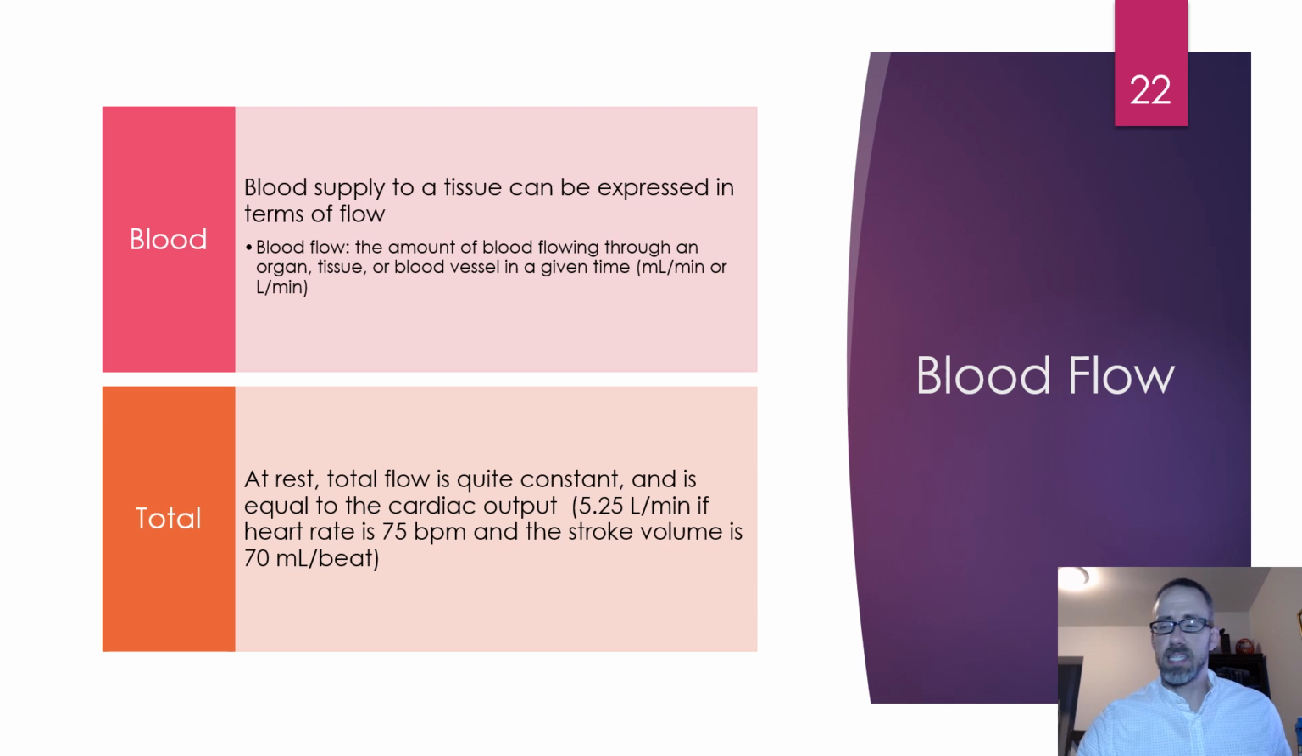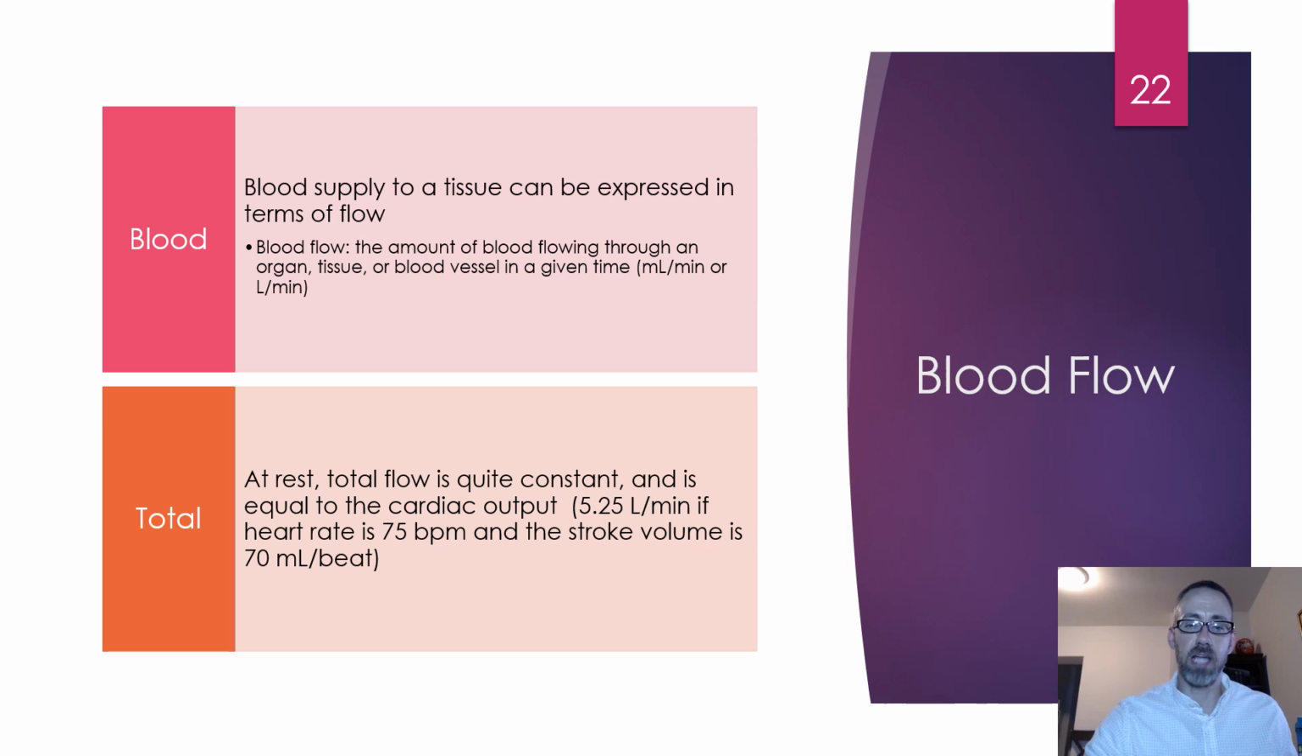Okay, so this slide is kind of reiterating some of the things I mentioned in earlier slides with cardiac output, because cardiac output is a volume per time. Blood flow is the same thing as cardiac output. It's volume over time. And so we express blood flow as the amount of blood flowing through an organ, tissue, or blood vessel in a given time. So it's part of the cardiac output. It's similar to what I talked about in the earlier slides.